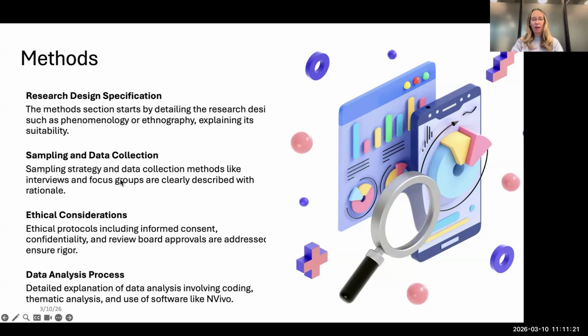I will give the caveat that sometimes we do use different strategies for data collection. And in the first seminar that we did in this series, we talked about all sorts of different data collection means beyond just interviews and focus groups in qualitative research.